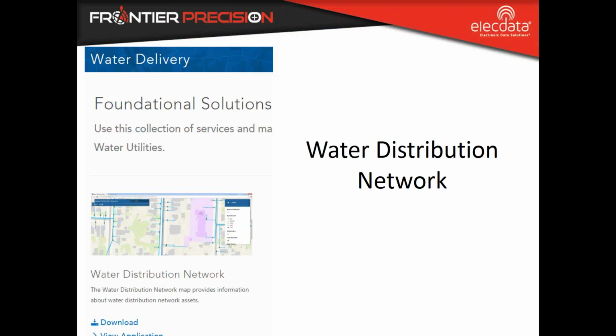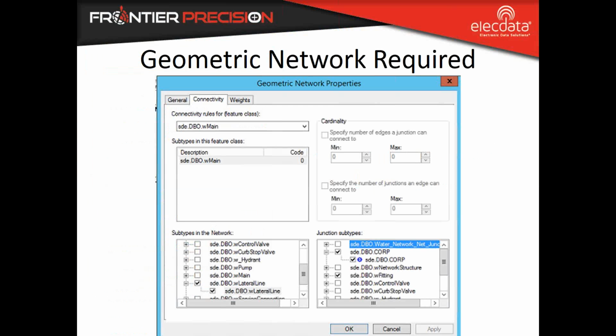So one of the requirements of both of these applications was the water distribution network map that's included in the foundational solutions of the water delivery ArcGIS Online solutions. A similar map is available for sewer and stormwater, and these maps serve as the basis for a lot of applications available. So we needed to stand this up in order to get to the apps we wanted. You don't have to use this exact map and symbology, but it does make working with the other applications quite a bit easier.